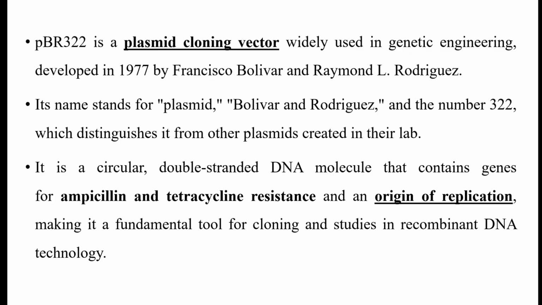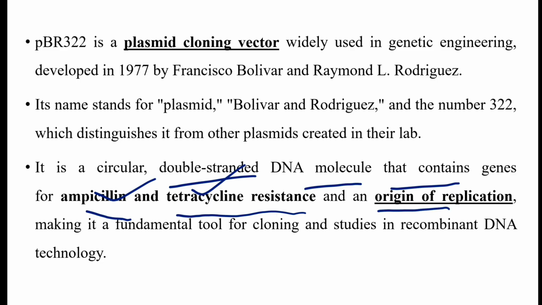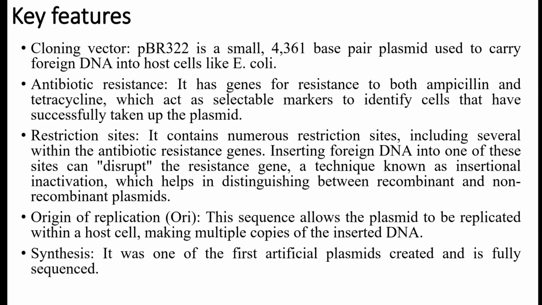This plasmid is a circular double-stranded DNA molecule that contains genes for ampicillin and tetracycline. Ampicillin and tetracycline are two antibiotic resistance genes, and this plasmid also has an origin of replication. The presence of these peculiar structures makes this plasmid a fundamental tool for cloning and studies of recombinant DNA technology.